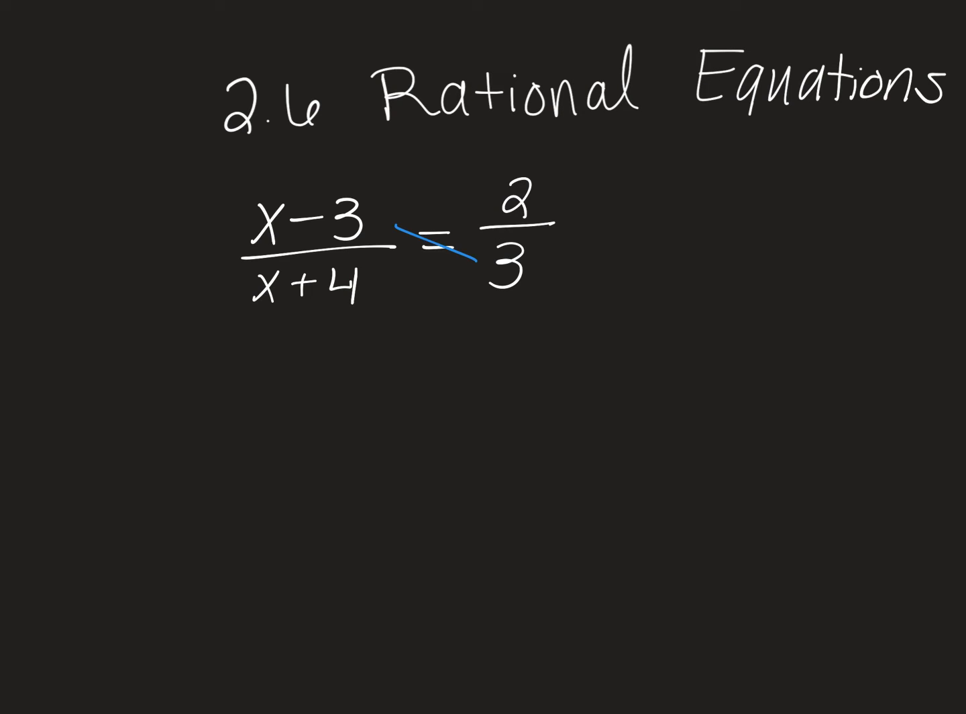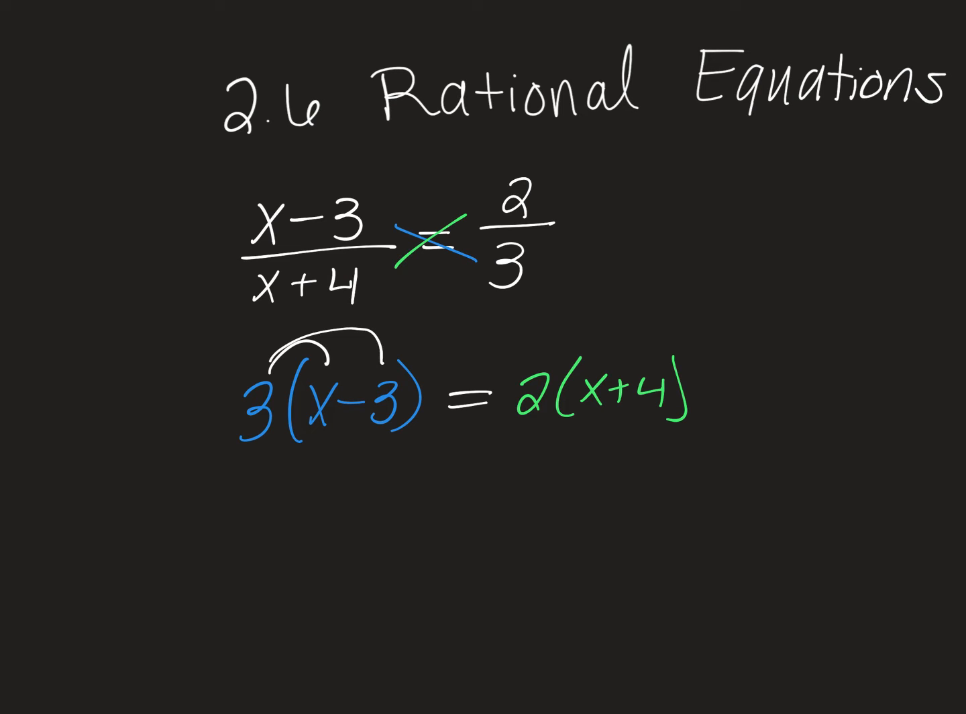So I'm going to take my 3 times x minus 3 equals 2 times x plus 4. Then we're just going to distribute those. So 3x minus 9 is equal to 2x plus 8.